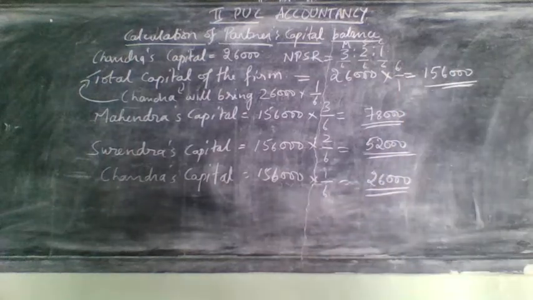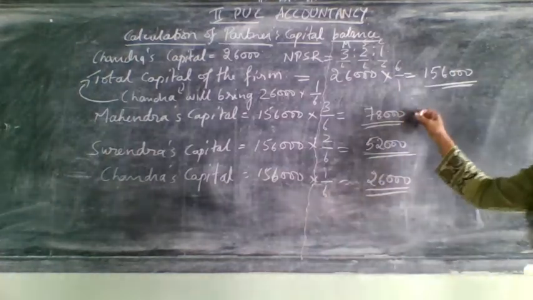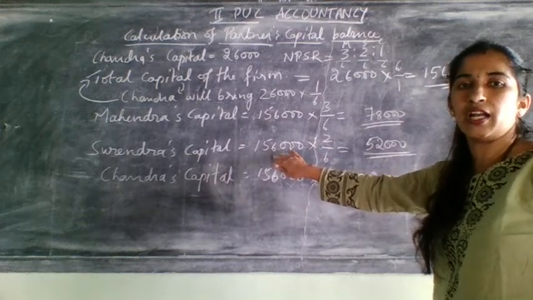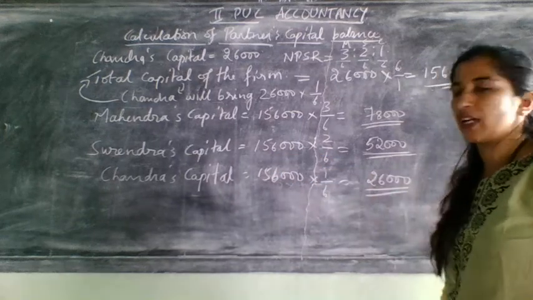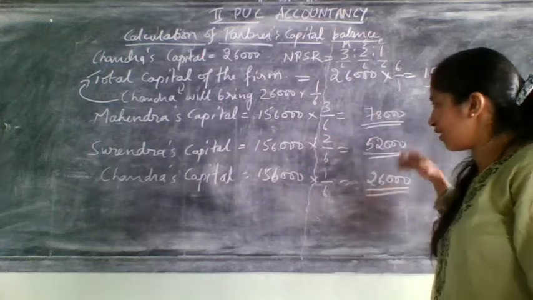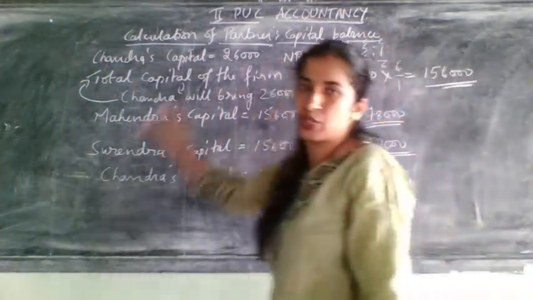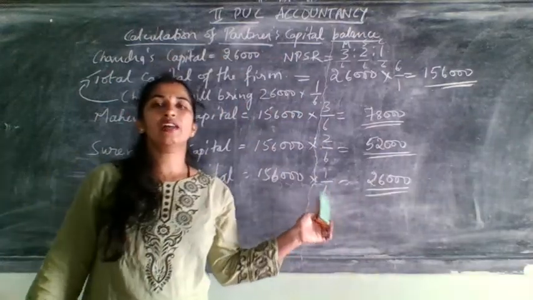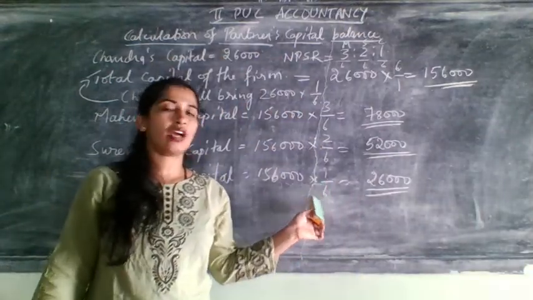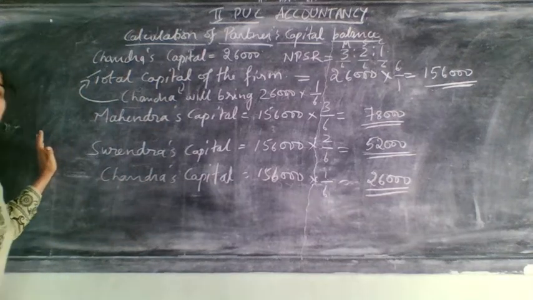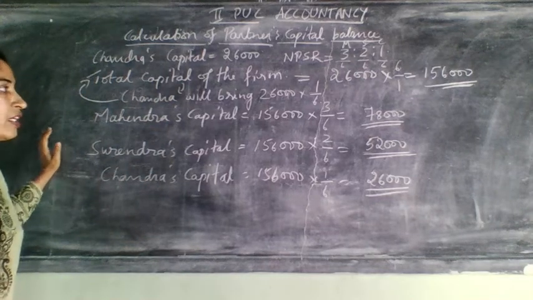Okay. So if you add all these three, then again you should get 1,56,000 as total capital, because we have divided among the partners in which ratio? New ratio. This is called capital adjustment. For this you are having marks. So this is the extra step when they will give capital adjustment.